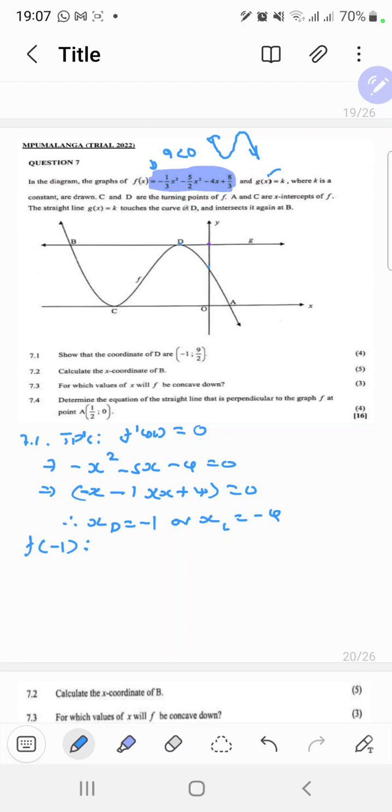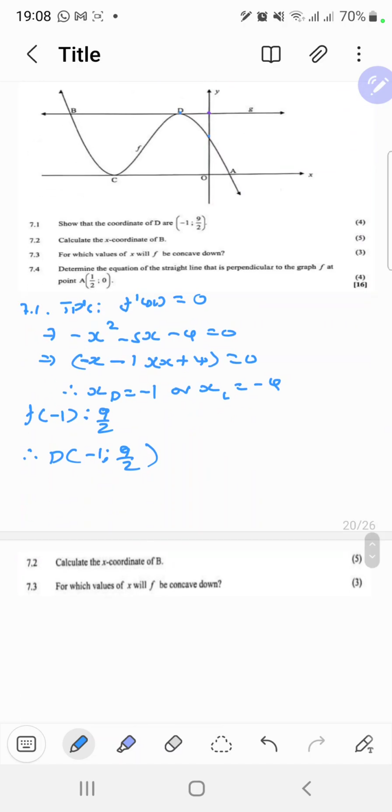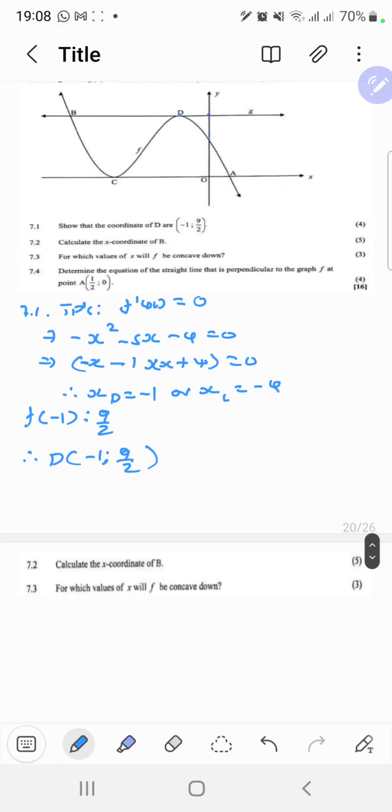5 over 2 into minus 1 squared minus 4 into minus 1 plus 8 over 3. And I am getting a 9 over 2. So therefore D is the point minus 1 is to 9 over 2. So this is pretty straightforward, guys. No problems here.